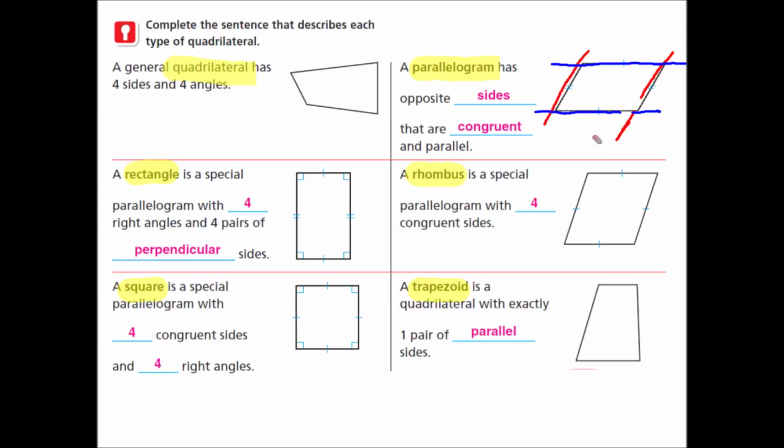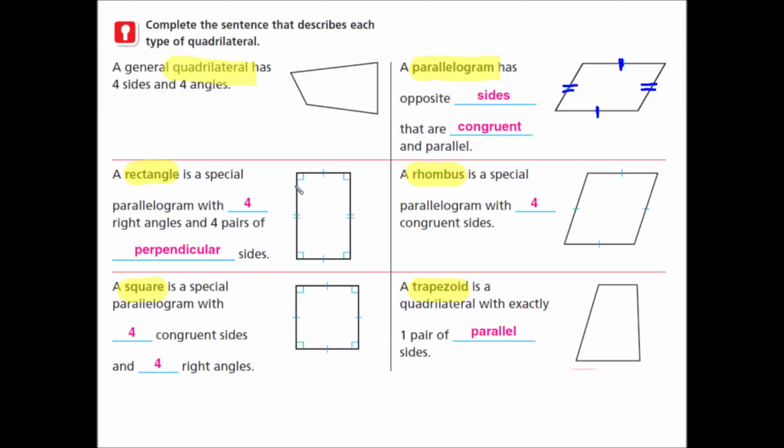And the sides are congruent. We know that these two opposite sides are congruent because it has one tick mark. That means they're the same. And then this has two tick marks, and this has two tick marks, so these are the same, but these adjacent ones here are not the same, and they don't need to be for a parallelogram. We just care that the opposite sides are congruent, they're the same length, and they're parallel. So that's a parallelogram.